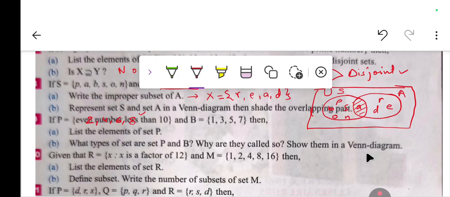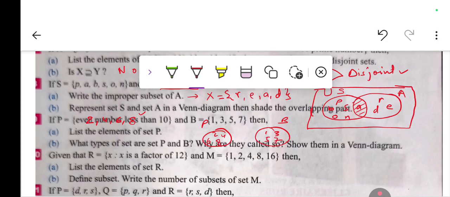Now show them in a Venn diagram. The Venn diagram we can show separately, like this is P and this is B. In P we will write 2, 4, 6, 8, and in B we will write 1, 3, 5, 7 separately. Nothing is common. That is why it cannot be overlapping. It will be written like this.